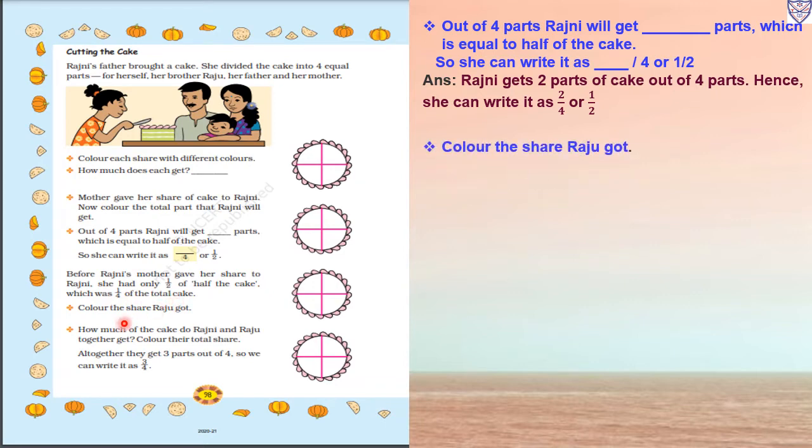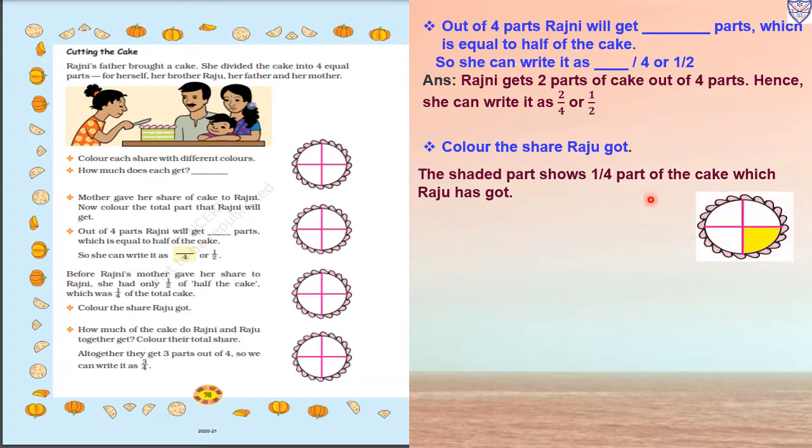So color the share Raju got. Now how much did Raju get? The shaded part shows 1 upon 4 part of the cake which Raju has got. So Raju got only 1 upon 4 part, so we will color only 1 part.